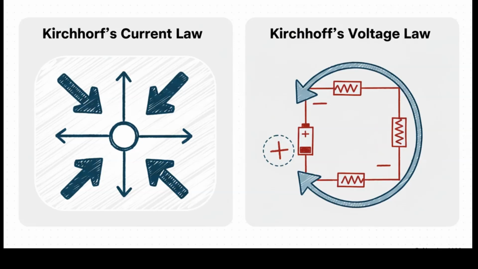This one's about any closed loop. It says if you go on a round trip through a circuit loop, adding up all the voltage boosts from batteries and subtracting all the voltage drops from resistors, you'll always end up back at zero. This law is all about the conservation of energy.